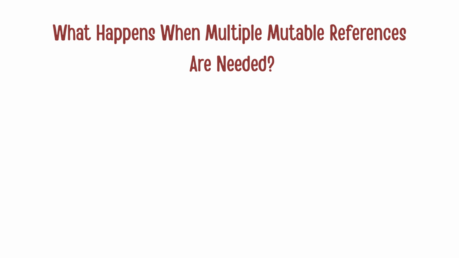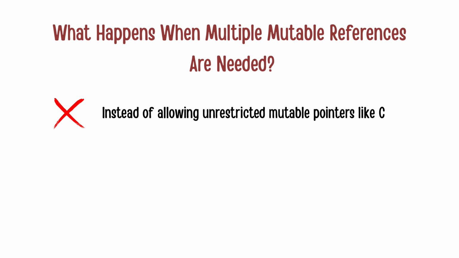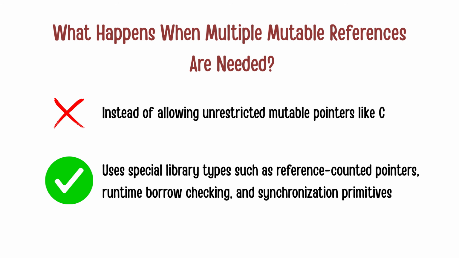Of course, real-world programs sometimes genuinely need shared mutable data, especially in multi-threaded applications. Rust still supports these scenarios, but instead of allowing unrestricted mutable pointers like C, it uses special library types, such as reference-counted pointers, runtime borrow checking, and synchronization primitives. These introduce runtime checks only when absolutely necessary, allowing Rust to remain both safe and efficient.